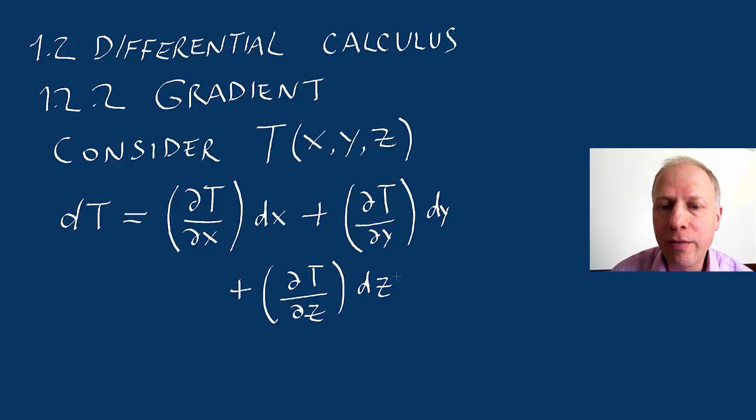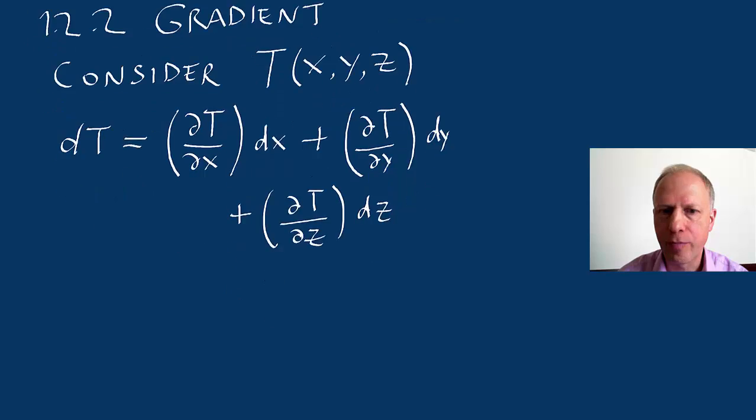We can move in an infinite number of directions in our small displacement, but we only need to know these three derivatives, the derivatives with respect to x, y, and z, and we can figure out how the temperature will vary regardless of the direction we make our displacement.